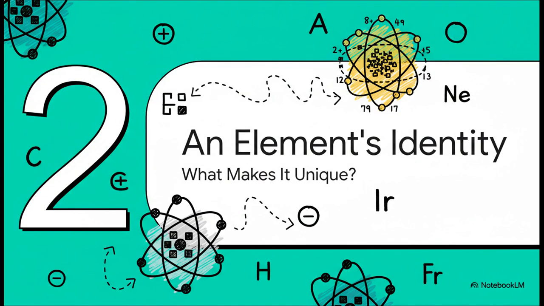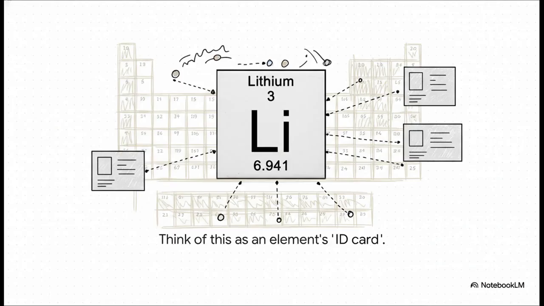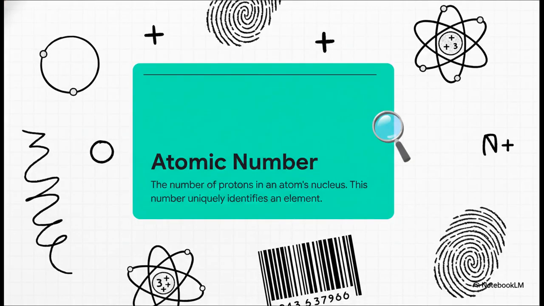Okay, so wait a minute. If all atoms are made of the same 3 particles, what makes an atom of carbon so different from an atom of gold? What gives each element its unique identity? Well, the answer is hiding in plain sight on the periodic table. Each square, just like this one for lithium, is kind of like an element's ID card. It tells us everything we need to know to identify that specific element, and it all comes down to one very special number. And that special number is called the atomic number.